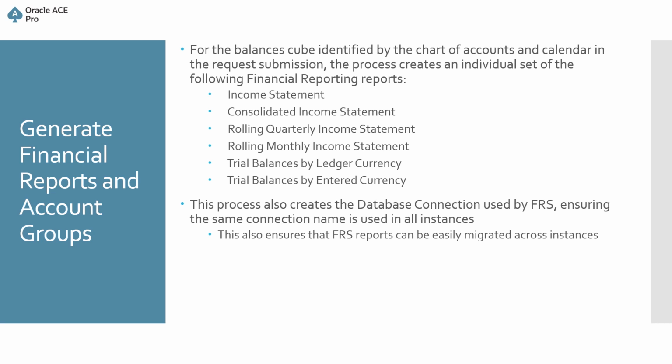So what comes out of these things? So for the balances cube, you identify your chart of accounts, you identify your calendar and the request submission. What are the types of reports you get from the standard job? You get an income statement, you get a consolidated income statement, a rolling quarterly income statement, a rolling monthly income statement, and you also get a trial balance by ledger and currency. Notice you do not get a balance sheet out of the box. We will go over creating a balance sheet in a few sessions from now.